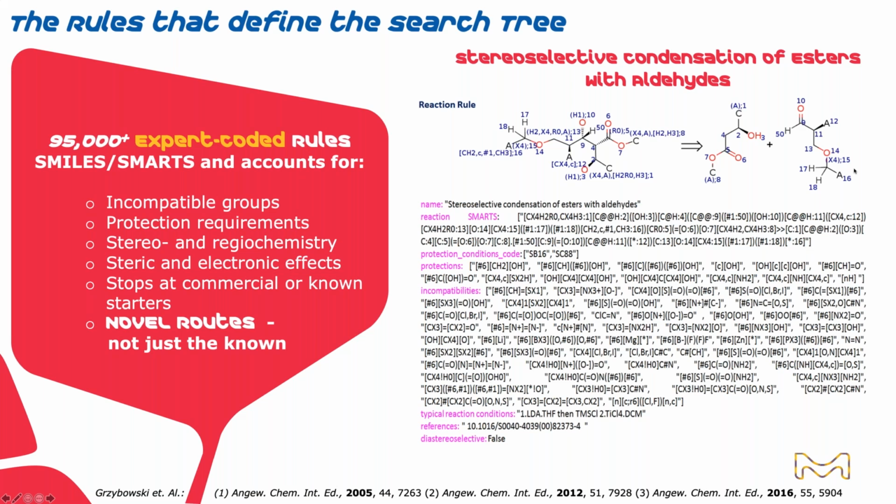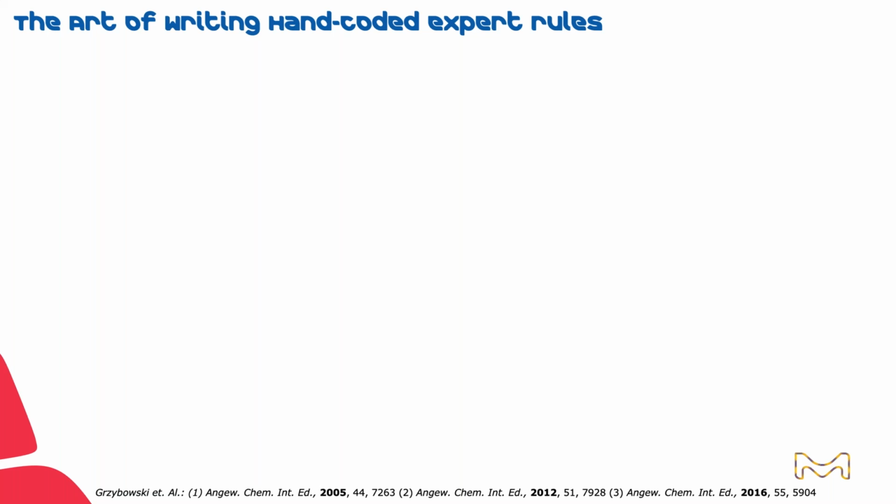So we use this SMILES and SMARTS notation to be able to translate the chemistry reaction information into something that's readable by the computer. And we do have a team of chemists that are continually updating the rules and adding new rules as new chemistry is published. And our database is up over around 95,000 rules, and we're continually adding to that. And it is somewhat of an art to really be able to write these hand-coded rules in a way that can account for all of those things.